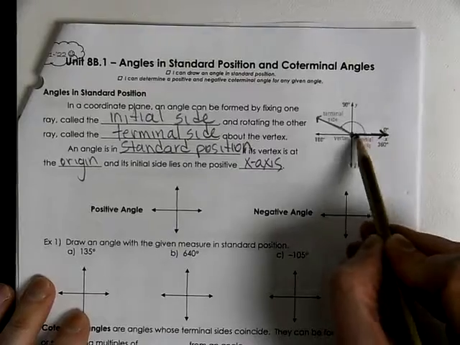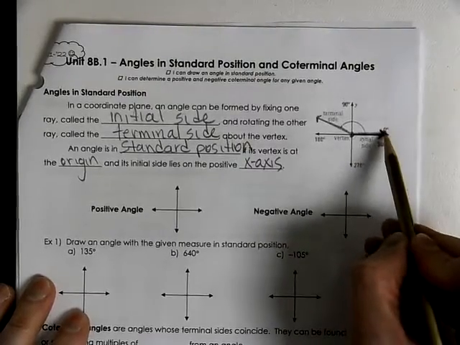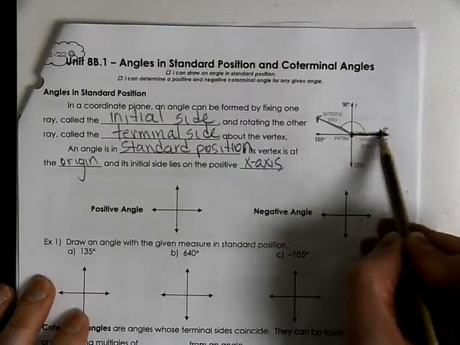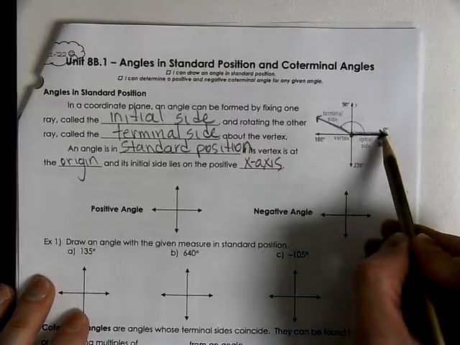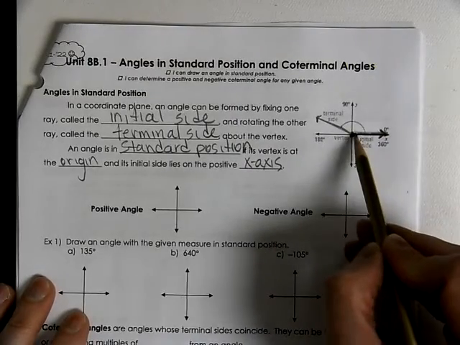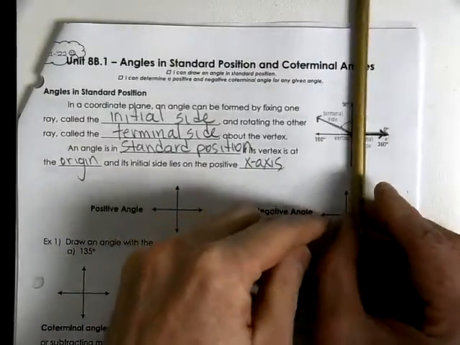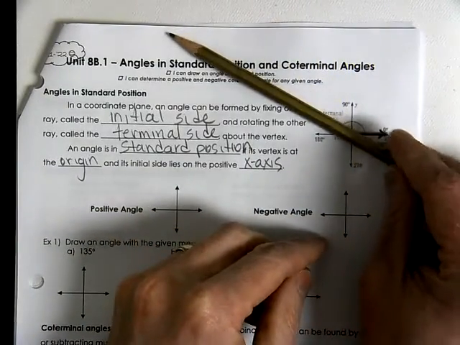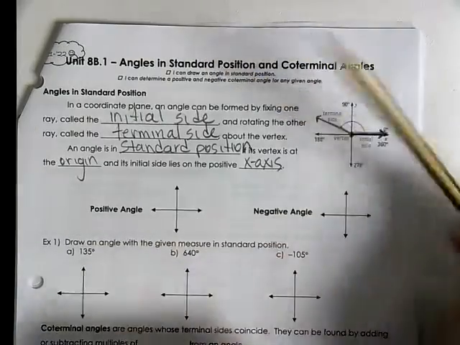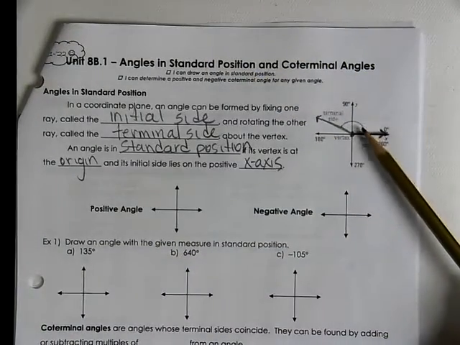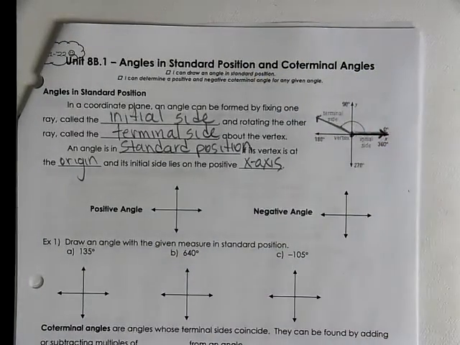Remember that the initial side is always pointing to 0. It's always 0 pointing to the right, the positive x's. And then we start to bring around this terminal side, and here it is, larger than 90, but less than 180. You might call that 150 degrees.